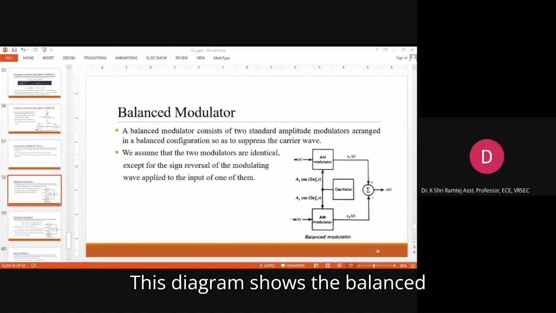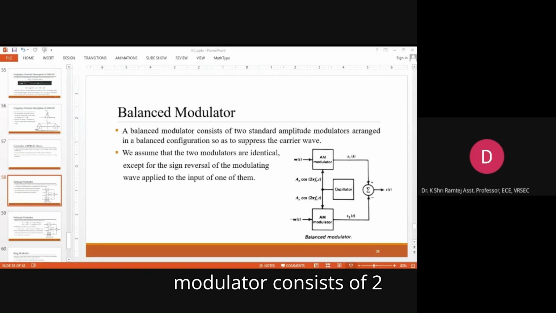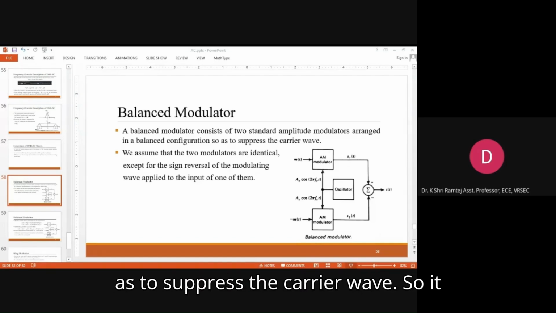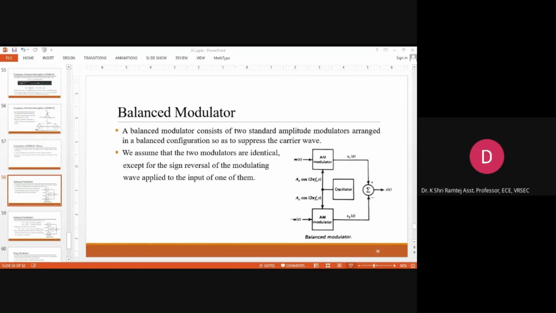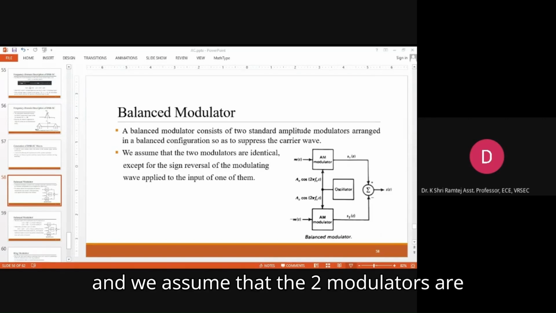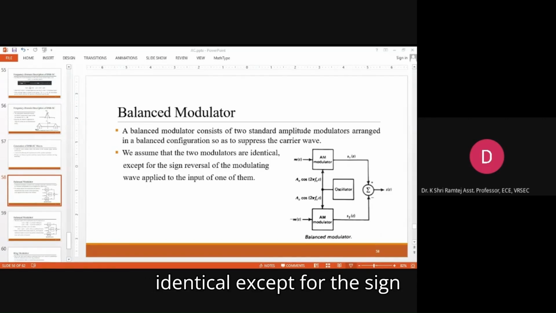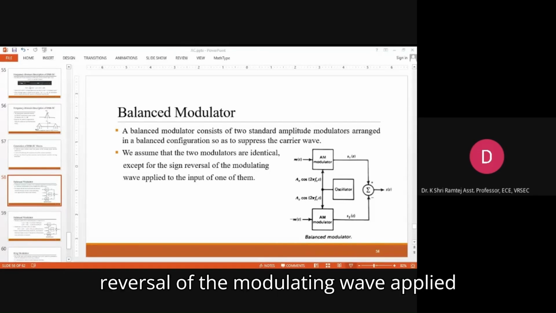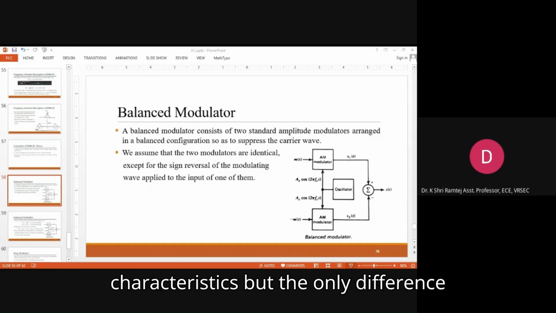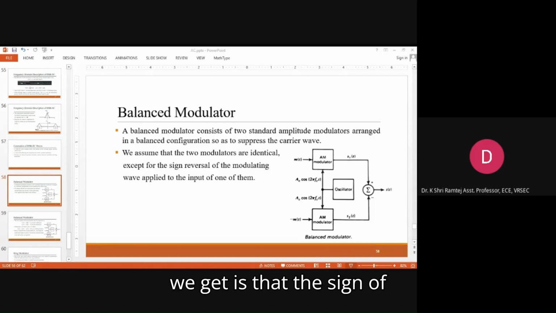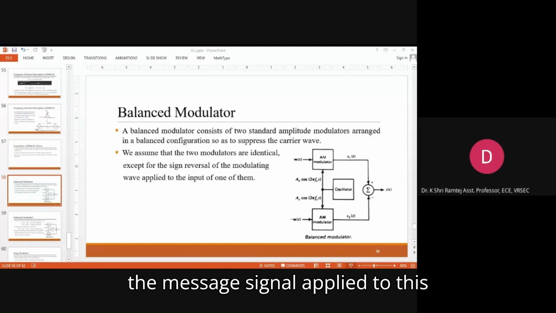This diagram shows the balanced modulator. A balanced modulator consists of two standard AM modulators arranged in a balanced configuration so as to suppress the carrier wave. So it will have two standard AM modulators. We assume that the two modulators are identical except for the sign reversal of the modulating wave applied at the input. Both modulators have the same characteristics, but the only difference is the sign of the message signal applied to these modulators.